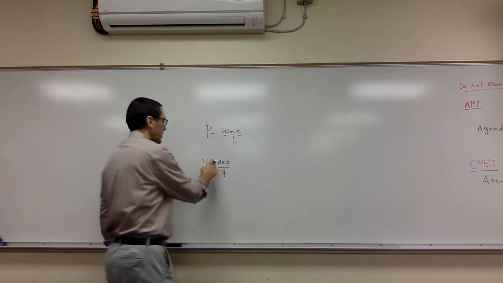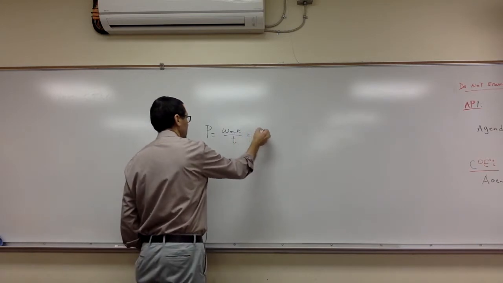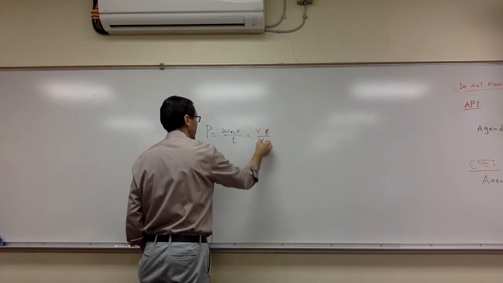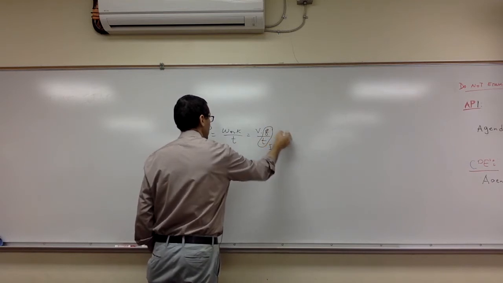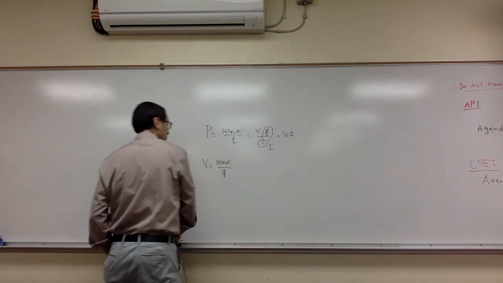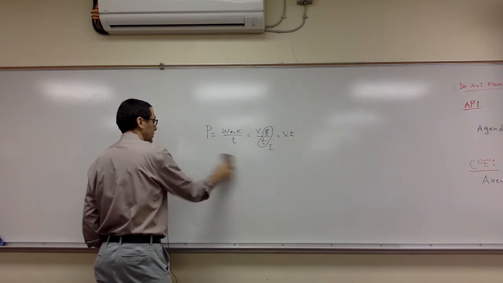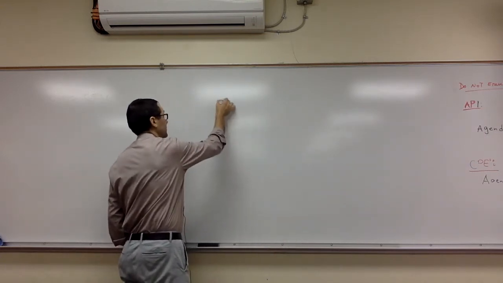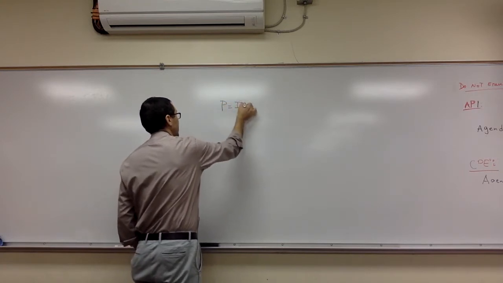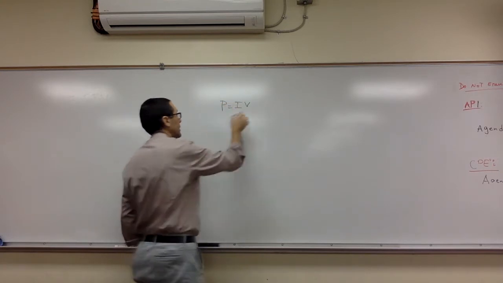Okay, so if I replace the work with V times Q divided by time, I can see that this quantity here is just the current, and this becomes V times I. So that's the formula for power. That's the one that we're going to use most of the time. So P is IV, okay?